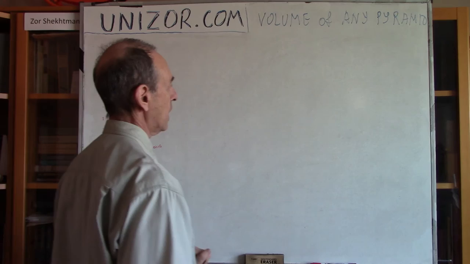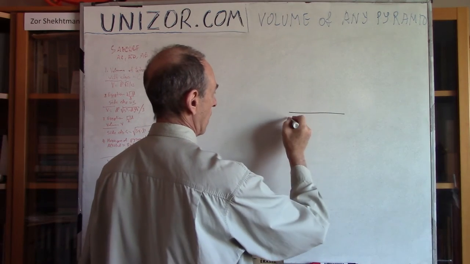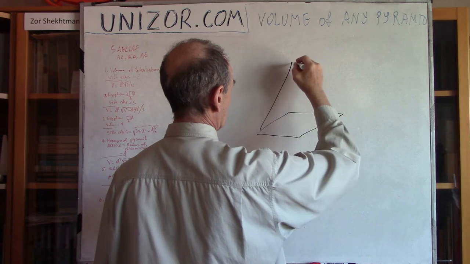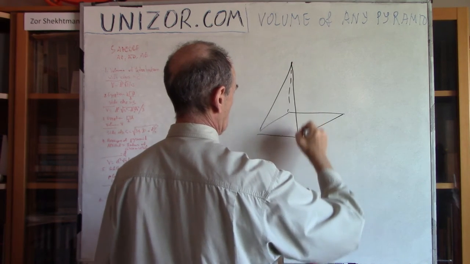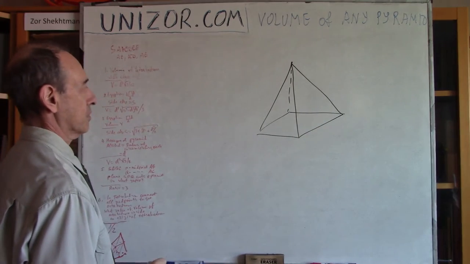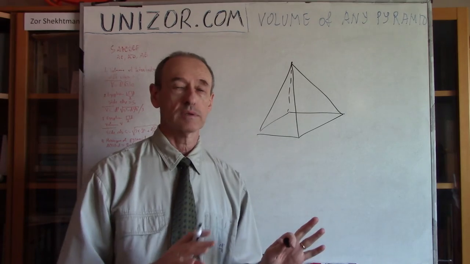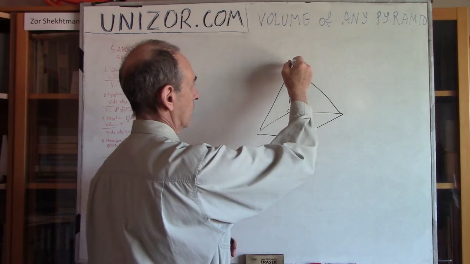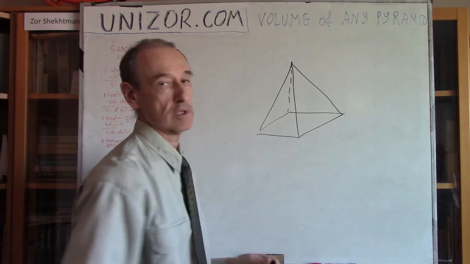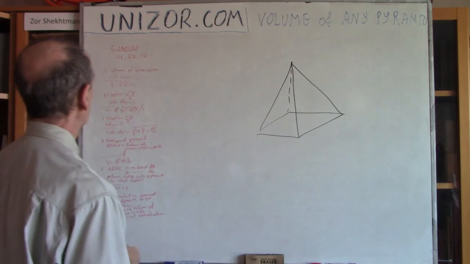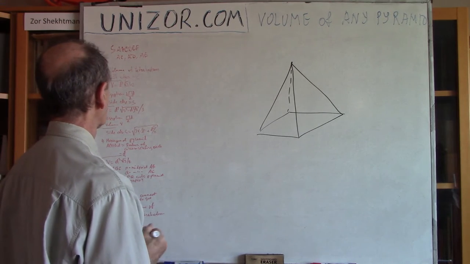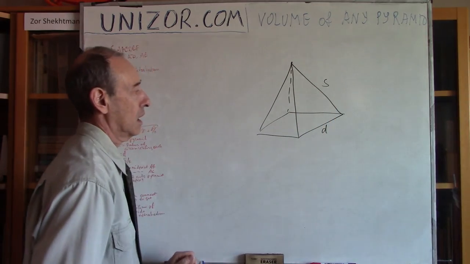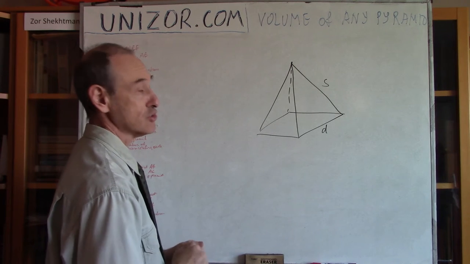Next is, consider we have an Egyptian pyramid which has a square as a base and some kind of height. This is my Egyptian pyramid. So this is the regular pyramid in the sense that there is a regular square at the base, and the apex is projecting exactly into the center of the pyramid. All right, so what's known is D is the side of a square and S is the edge, the side edge of the pyramid.